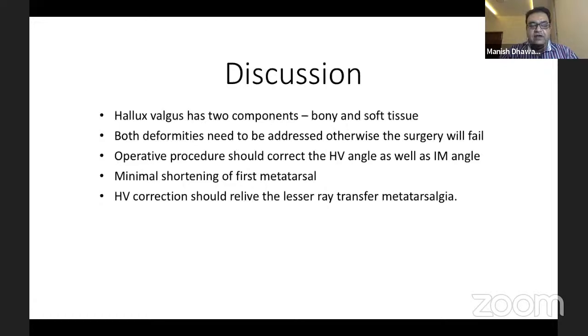Thank you, Rajat, for a very nice presentation. Dr. Maninder, can we call Dr. Matthews for a few points on foot drop? Sure, absolutely. Dr. Matthews.